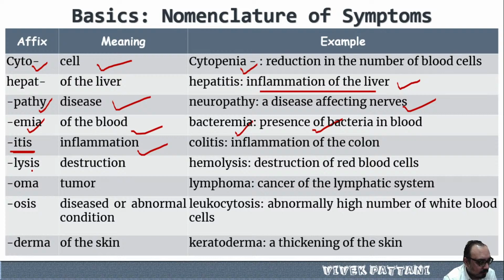Next comes the term lysis. It means destruction. Hemolysis means the destruction of red blood cells. Next term is basically oma.